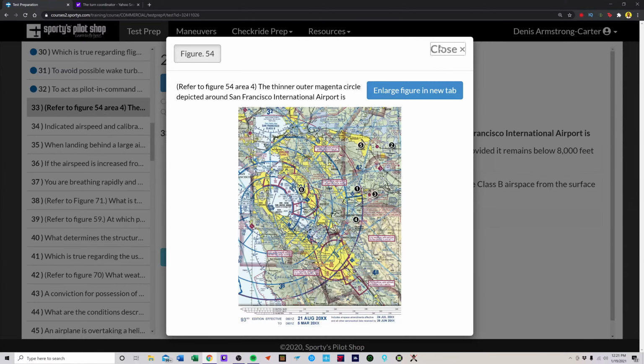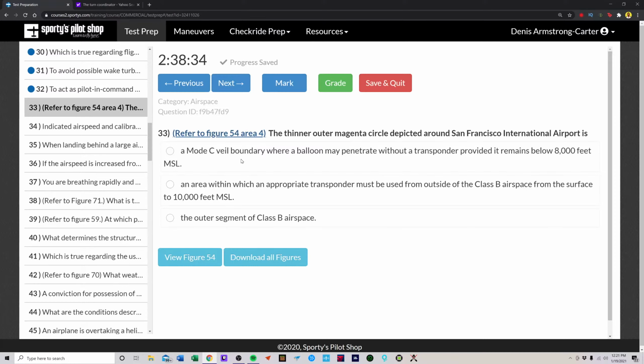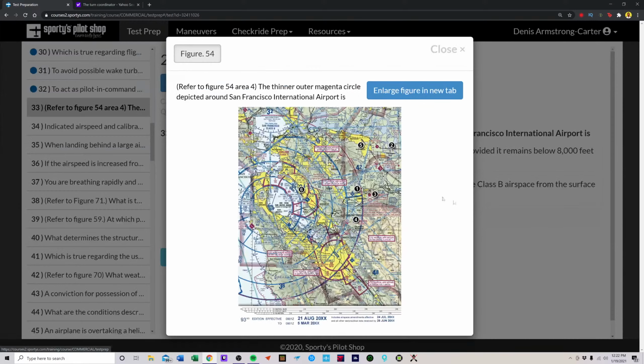That is the Mode C Veil. That is true. Boundary where a balloon may penetrate without a transponder, providing it remains below 8,000 feet. I don't know anything about balloons. An area within which an appropriate transponder must be used from outside the Class B airspace from the surface to 10,000 feet. So it is the Mode C Veil, actually. It's the area where you need Mode C.